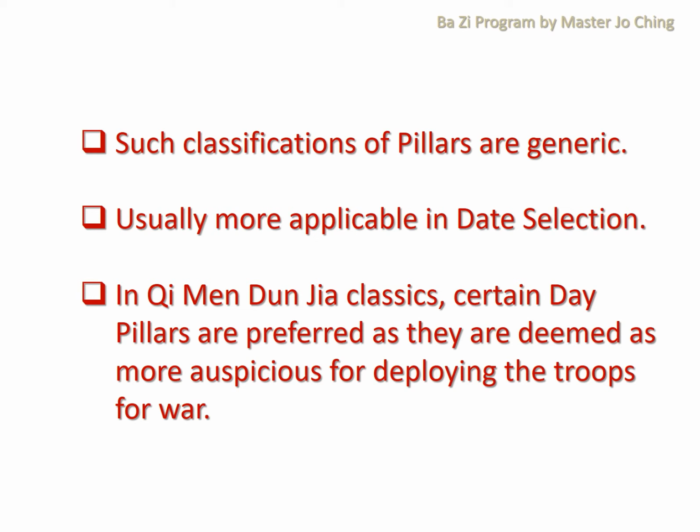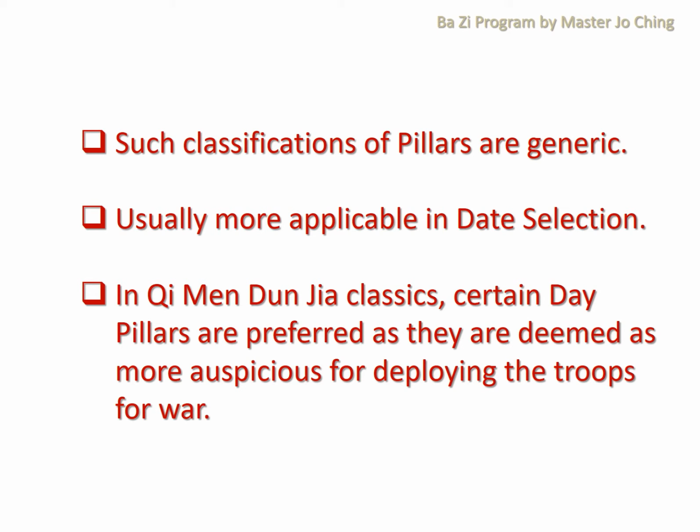Meaning we would prefer to choose a day pillar where there's a smooth flow of qi, either the top produces the bottom or the bottom produces the top. So this is deemed as very auspicious. The qi is very smooth and it's not as aggressive as compared to the last two categories.